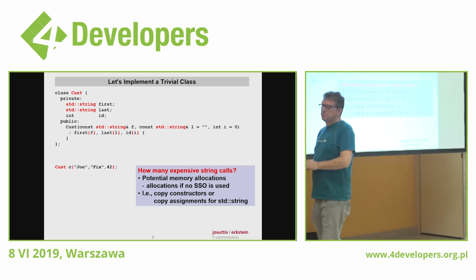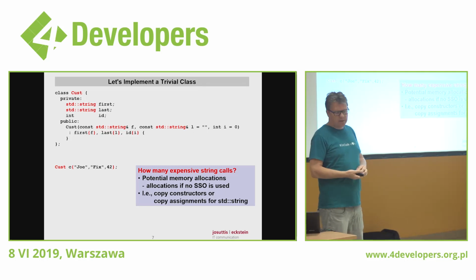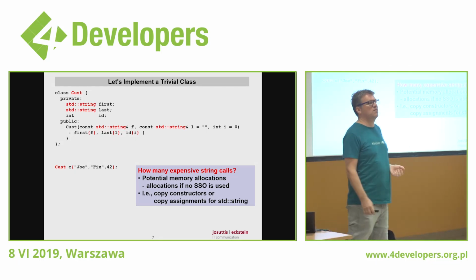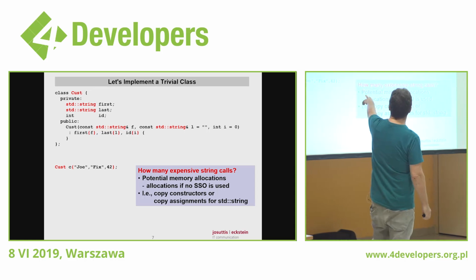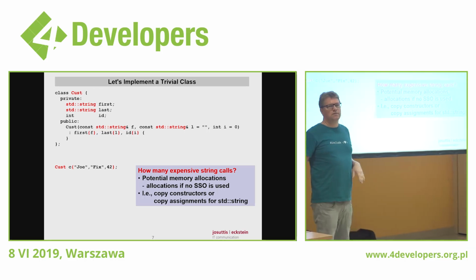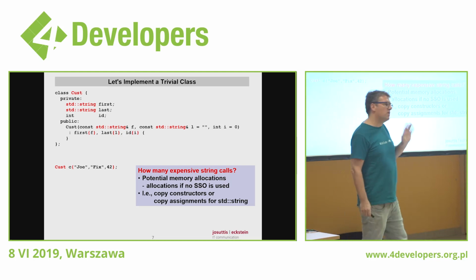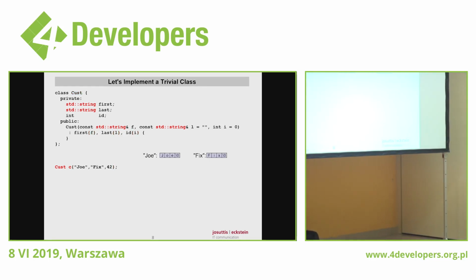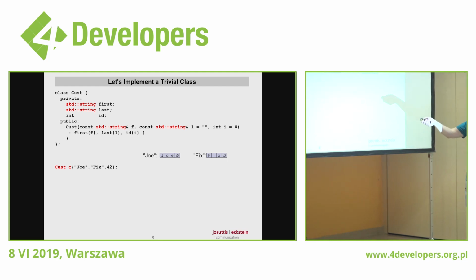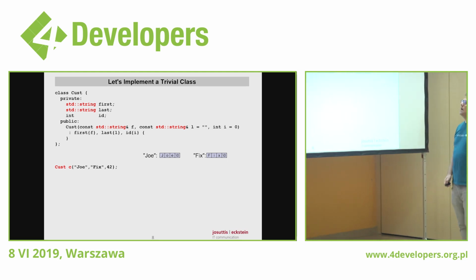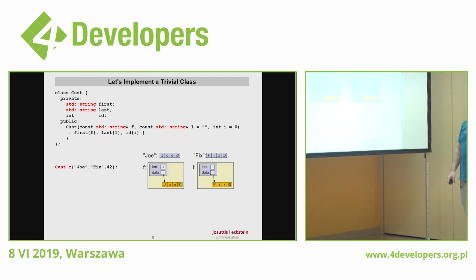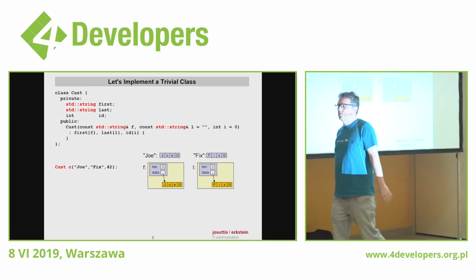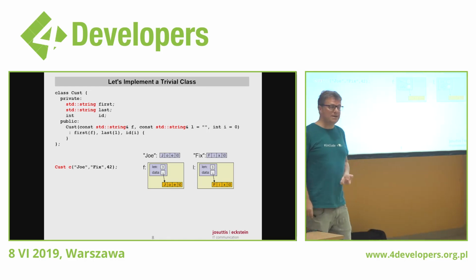In other words, how many potential allocations? In other words, if we would not have the short string optimization, or if these strings would have more than 15 characters. 4. You're experts here. So why 4? Because in the data segment of the program, we have these two string literals, Joe and Fix, and they are used to call the constructor. The constructor creates F and L, which is a different type, so you have to convert these string literals to a string. That's the first two allocations.